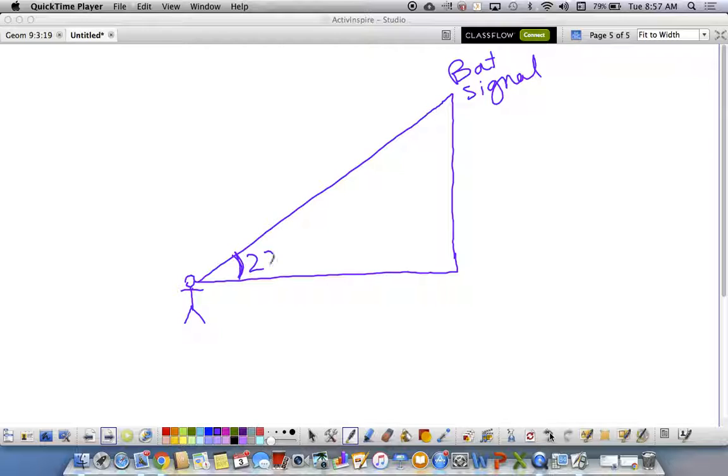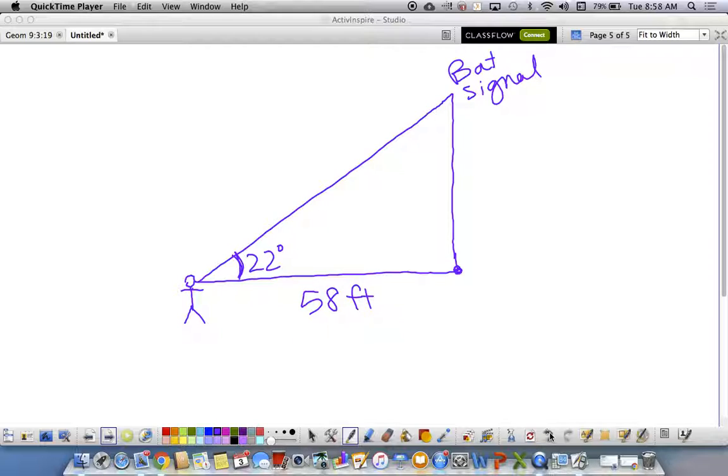22 degrees. I'll be nice to you. And I know that the person who put the bat signal up is Commissioner Gordon. Commissioner Gordon is exactly 58 feet away from me, from right here. How far up is the bat signal?